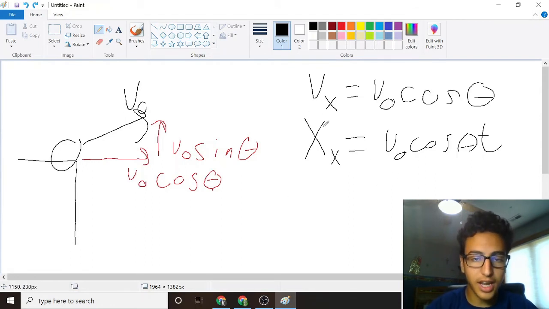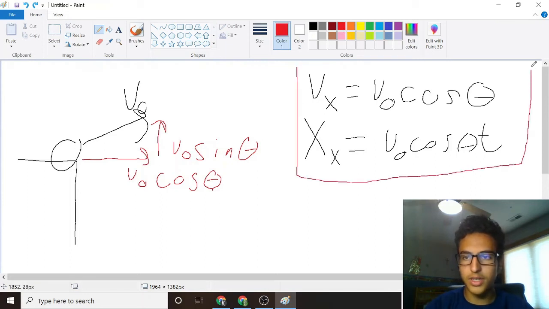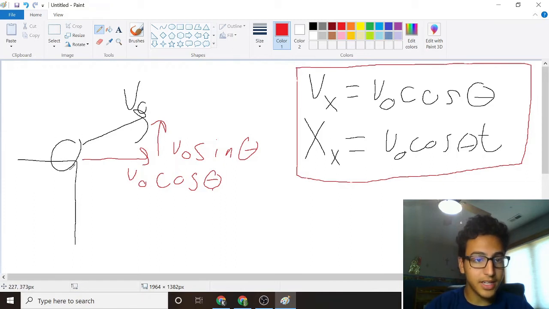So for projectile motion, its x velocities and positions are always given by these equations, granted that you consider the initial position of your projectile to be at x equals 0. Okay, and why doesn't this work for y?